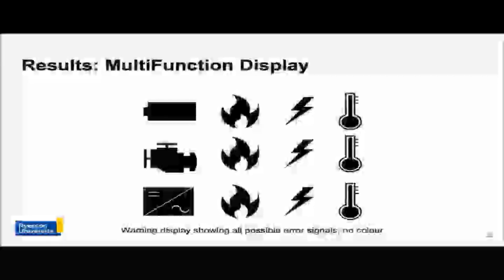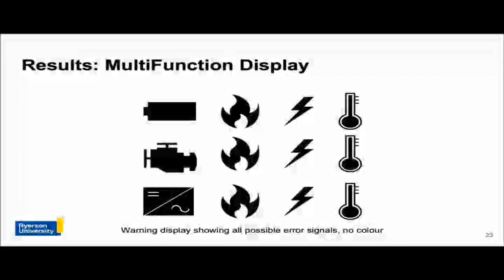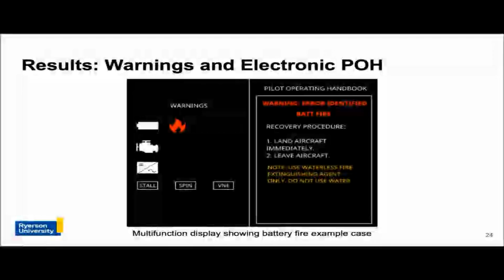The warning display has a connect value of 0.07, indicating that it is very visually effective. This is because it uses color and images to indicate outlier values, which are easily perceived by the human visual senses. Here's an example of a battery fire situation.